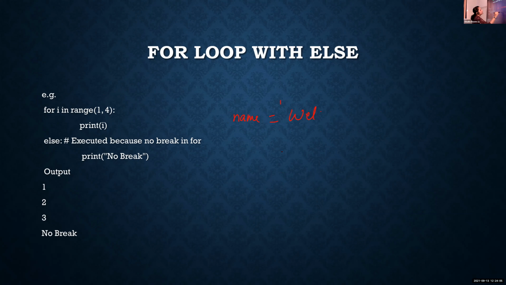Write this program and write the output. Okay. Name is equal to welcome. For I in name, colon, print I.